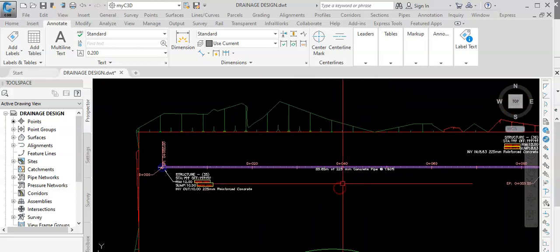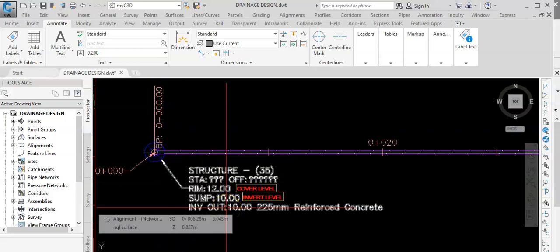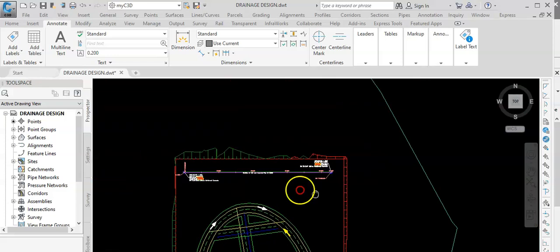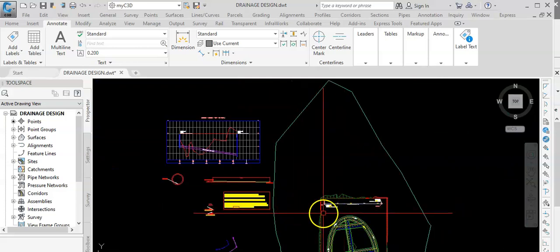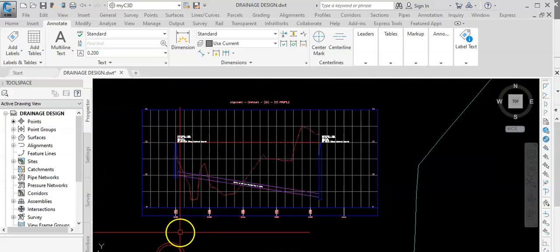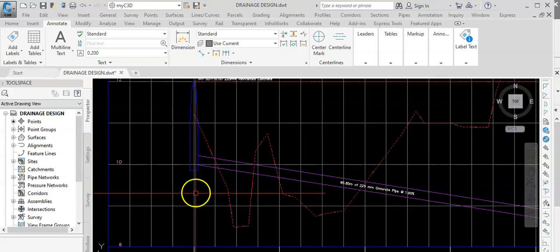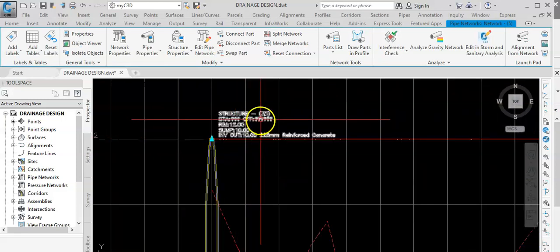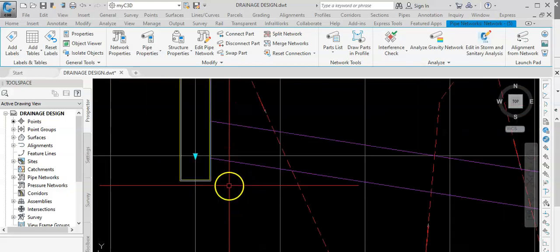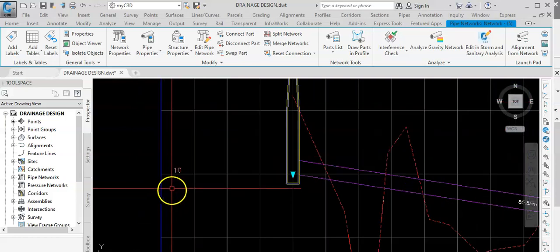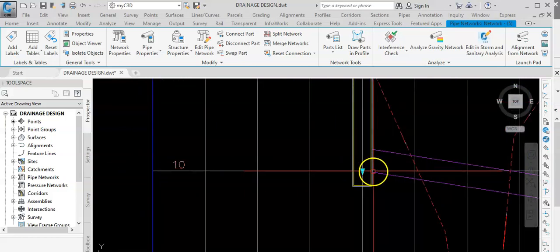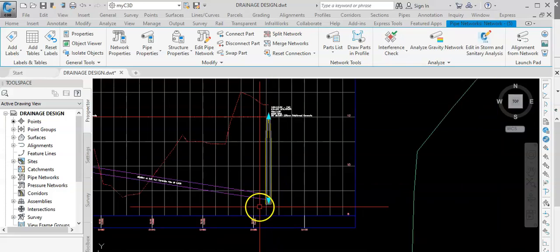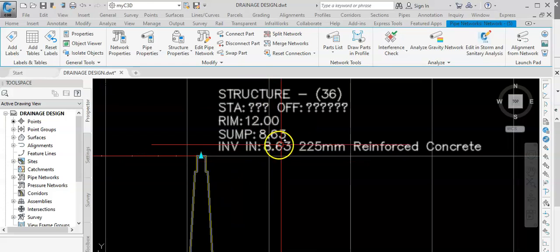We know now the invert of this manhole, which is 10, and the invert of this manhole, which is 8.63. To confirm these levels, let's look at these manholes in the profile or the cross section. What do we see here? We see here this is the manhole, manhole 35, and we see the level is 10 meters. This is the level. Likewise for this manhole, the level is 8 point, we've been given here 8.63.